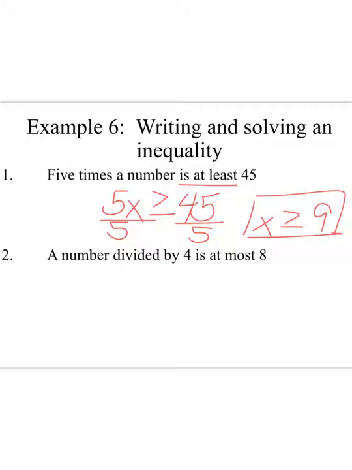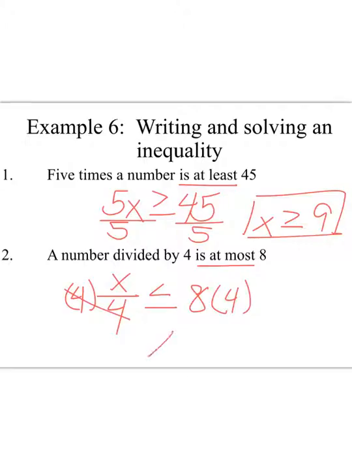Second one, a number divided by 4, so x over 4, is at most 8. So the highest it can be, the most it can be is 8, which means my x must be less than or equal to. To solve this one, I'm going to multiply each side by 4 to get rid of my division. So x needs to be less than or equal to 32.